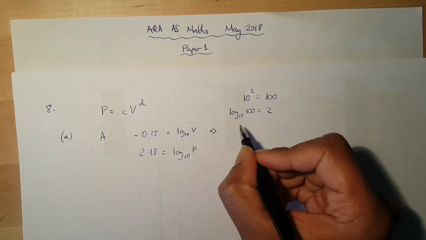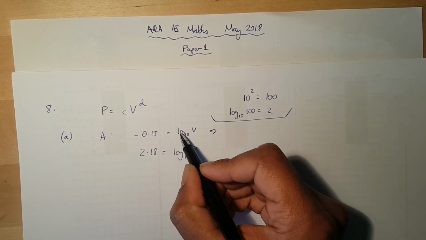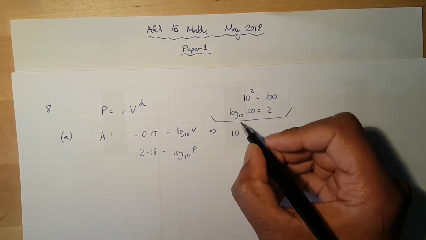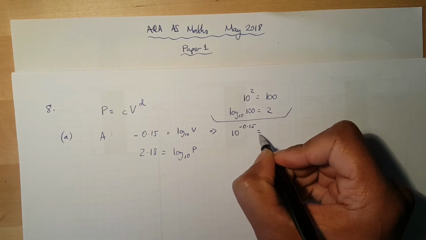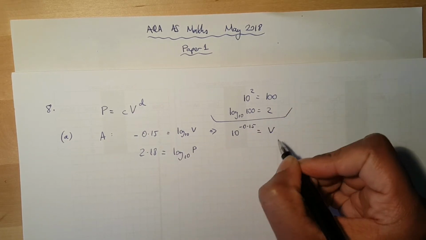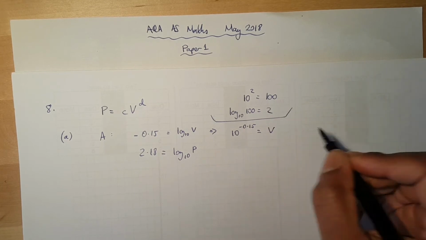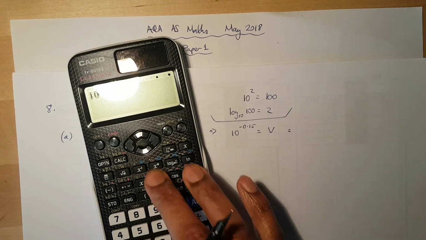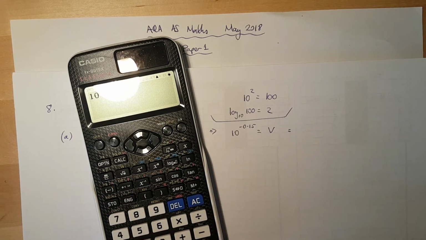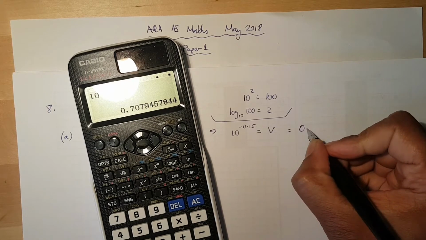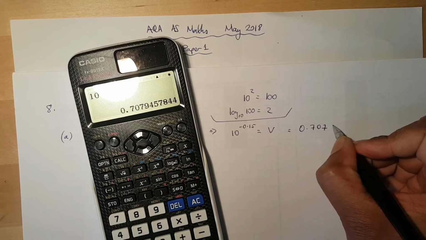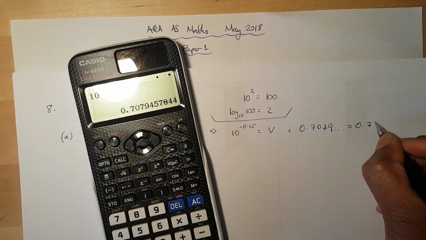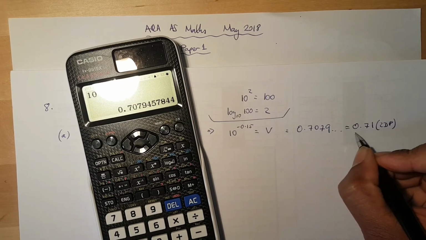So using this sort of pattern, the base 10 raised to that index, which was 2 and is negative 0.15 in this case, would be equal to V. So you can see how that and that translate together to give me that. And if I put that in a calculator, 10 to the power negative 0.15 gives me 0.7079, etc., which is about 0.71 to 2 decimal places.